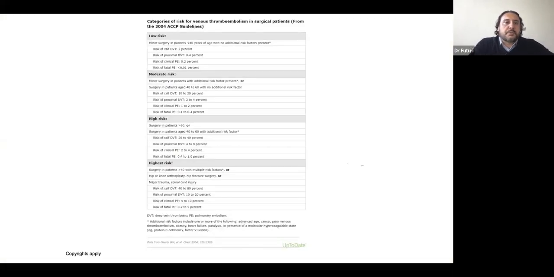So, category risks regarding venous thromboembolism in surgical patients. Remember that we briefly touched upon this. I won't go through this entire chart, but it will be there for you to review. However, every surgery, as you may know, is low risk, moderate risk, or high risk.